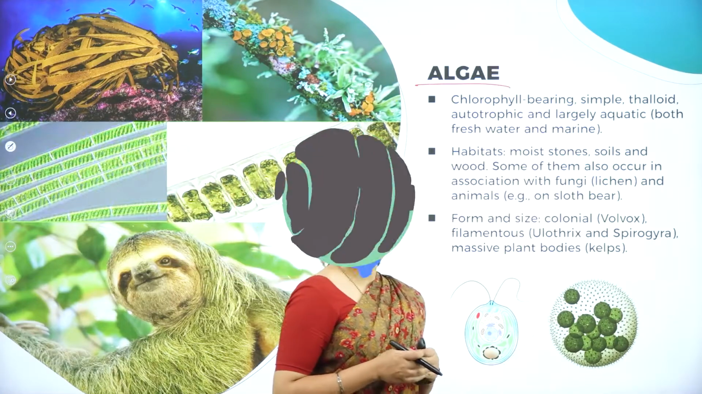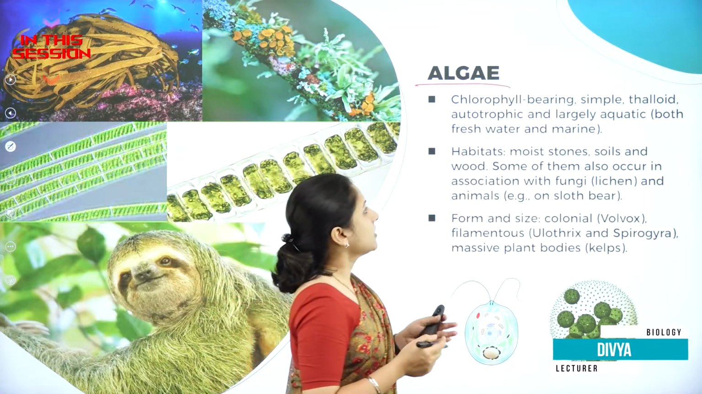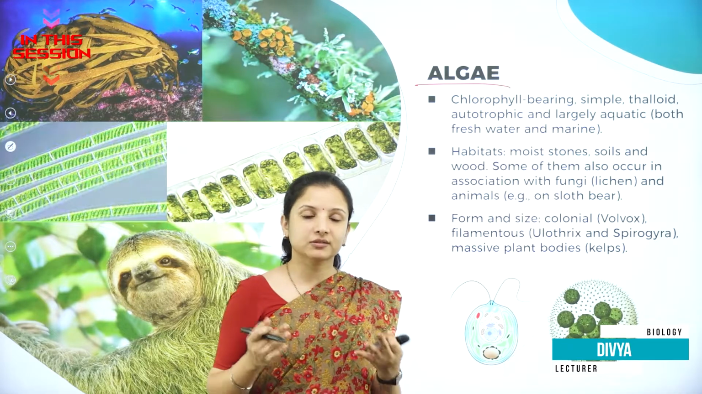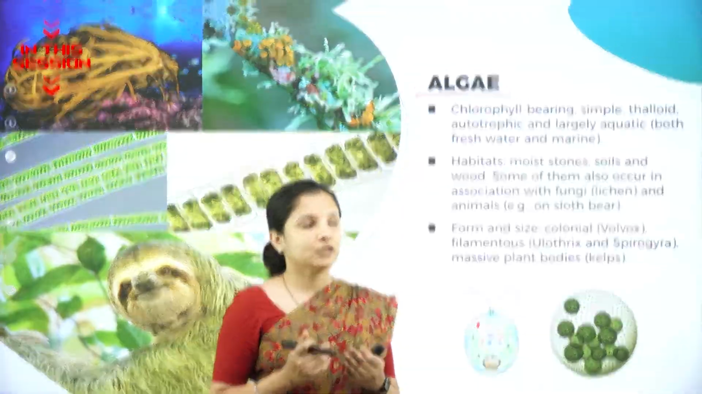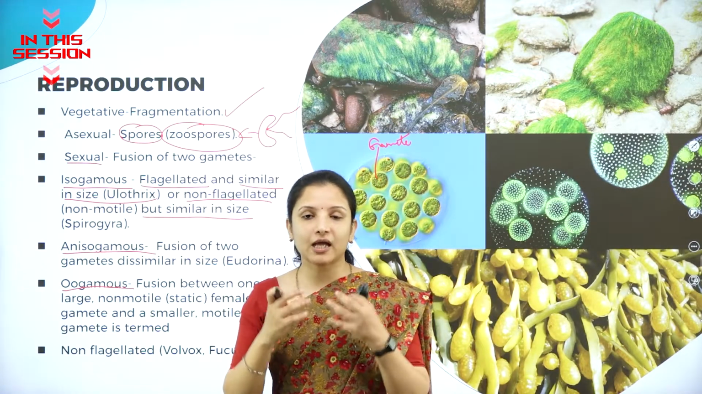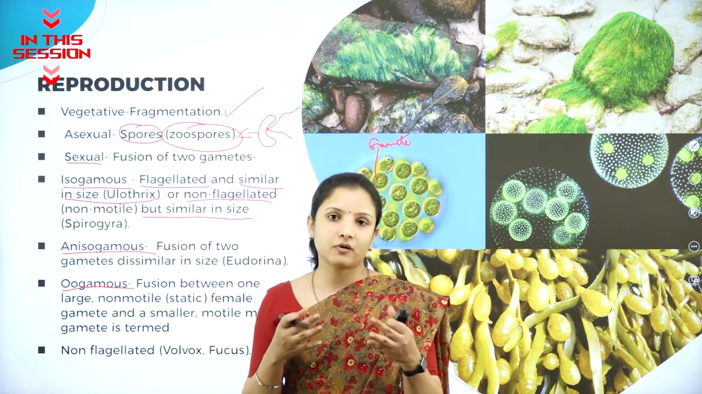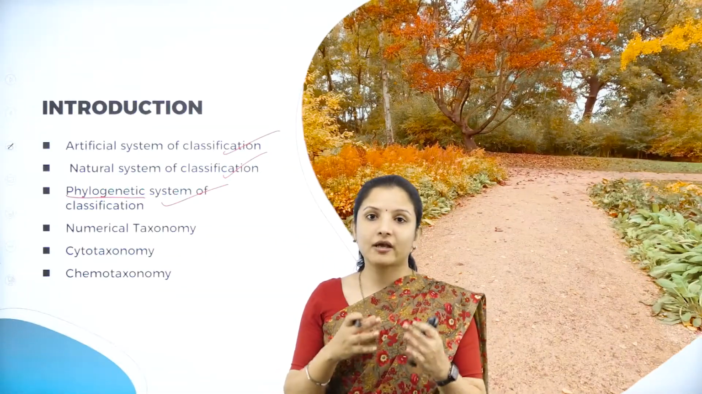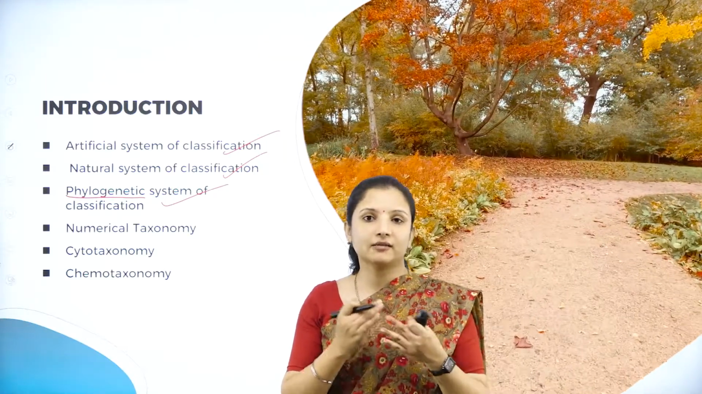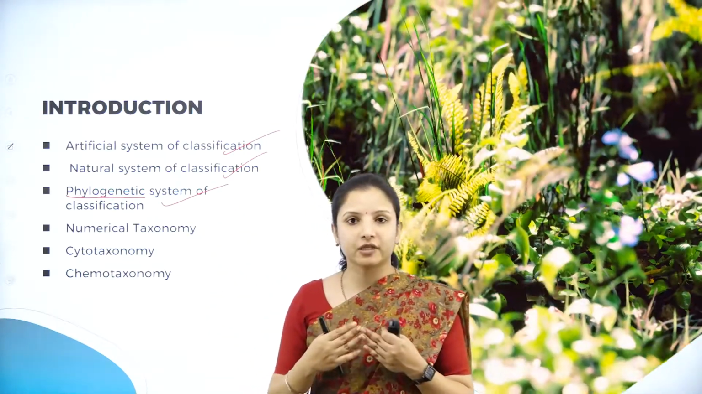So algae, they are chlorophyll bearing, that is why they are usually green in color, and they are simple. The structure is simple. They just have a plant body which is called as the thallus. So what is isogametes? Those gametes which are similar in size, which cannot be distinguished from one another, it is called as isogametes. So from where an organism has evolved, based on that the classification was done in the phylogenetic system of classification.